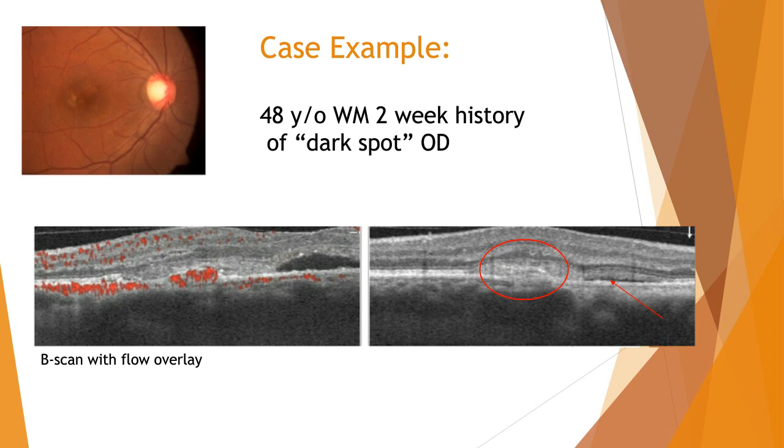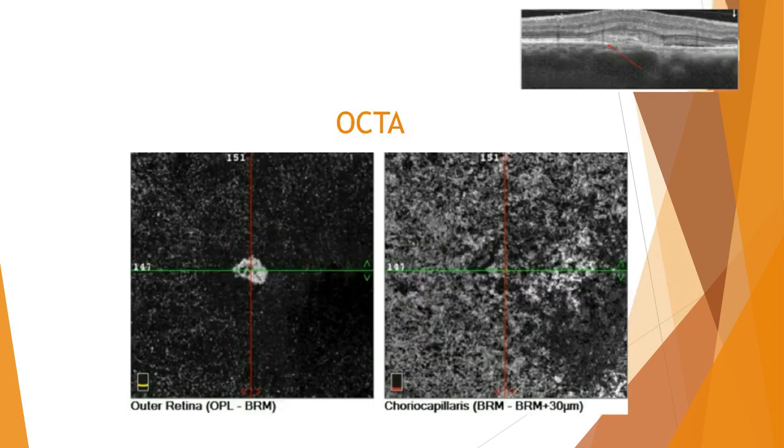So now we look at our B scan with flow overlay on the left-hand side, and you can see that there is an increased area of flow or an increased area of pixelation within that hyperreflective area, again, suggesting active flow. Here's your angiogram. Beautifully illustrates that active membrane. And remember that this is going to look slightly different than the occult membrane because now the outer retinal slab will also be affected because the membrane has permeated into the area above the RPE.